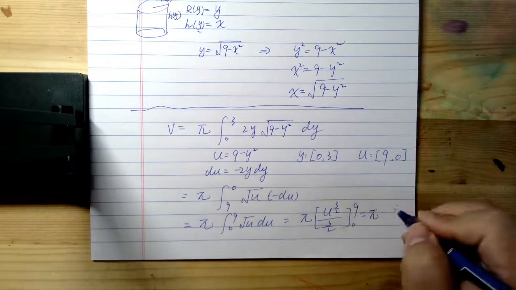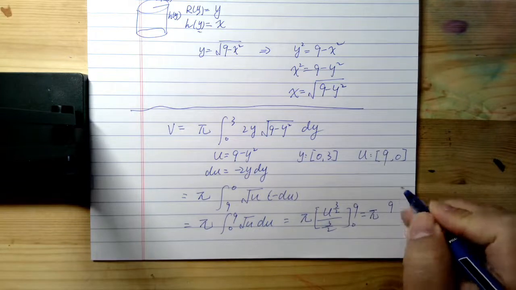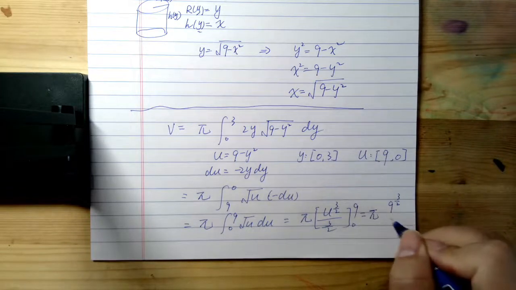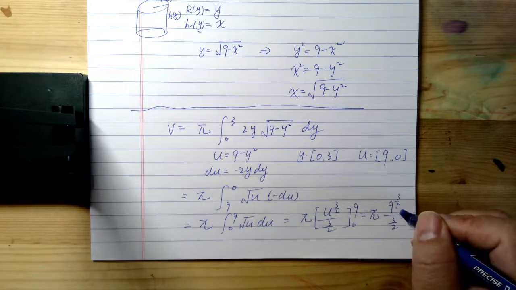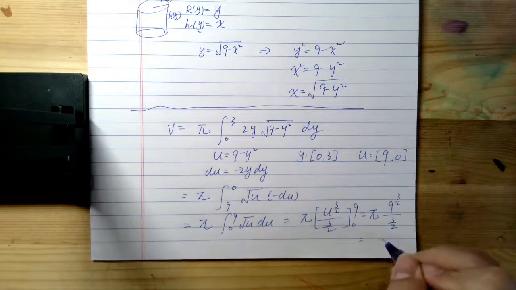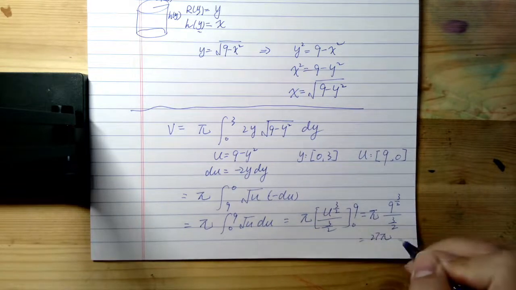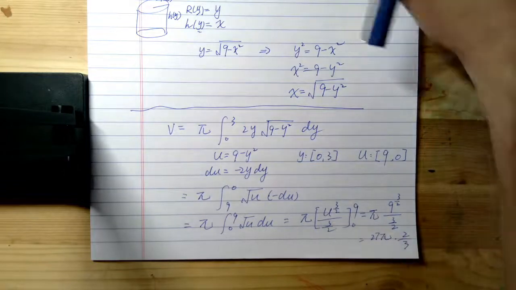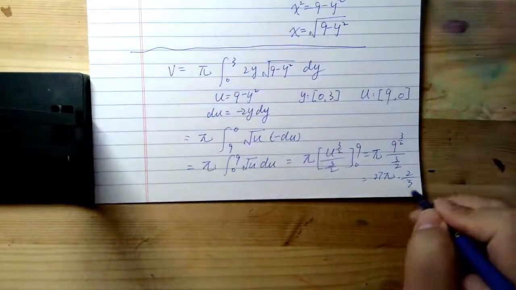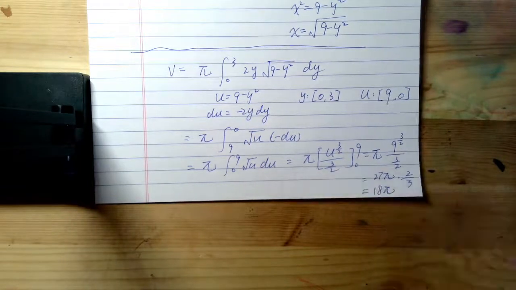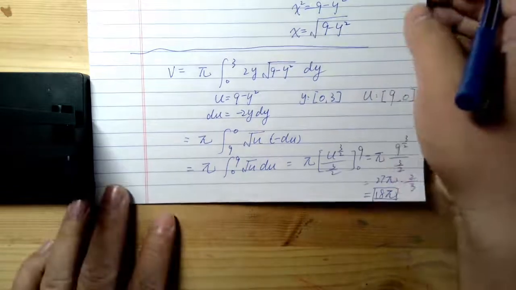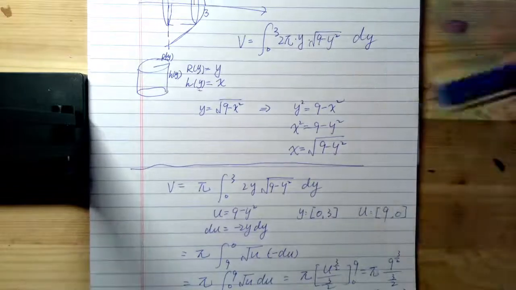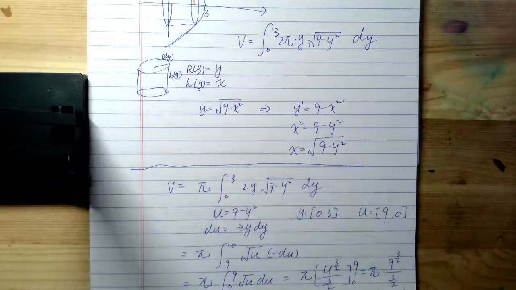So it's pi times 9 to the power 3/2 over 3/2. On top, 9 to the 3/2 is going to be 27. So it's 27 pi times 2/3. It turns out that this is going to be 18 pi. So this is the answer for this problem. It's a very simple shell example here. I hope you enjoyed this.